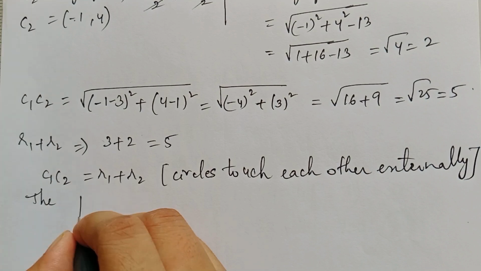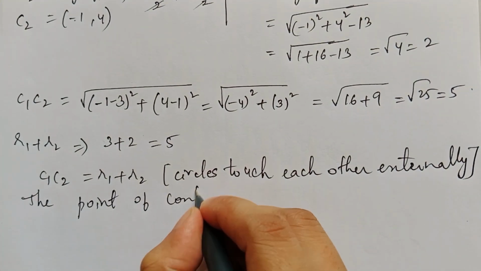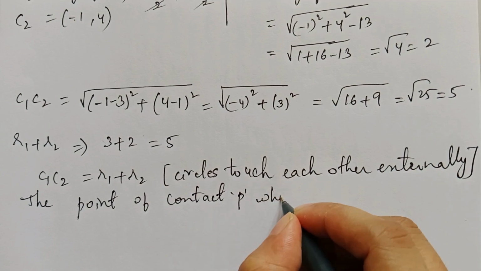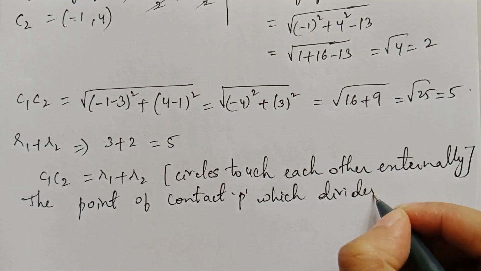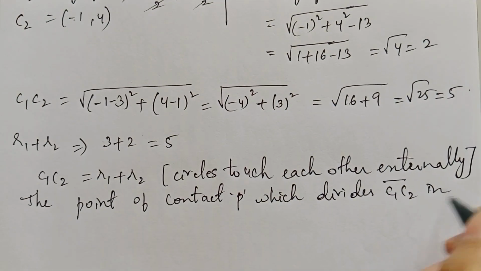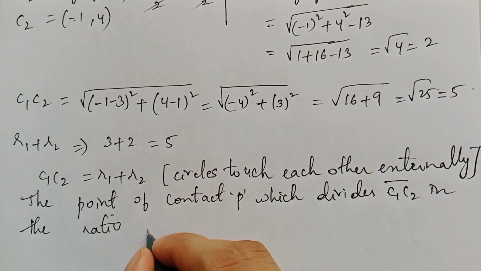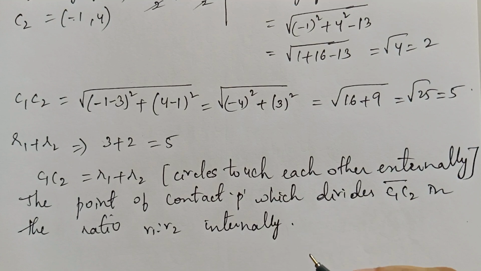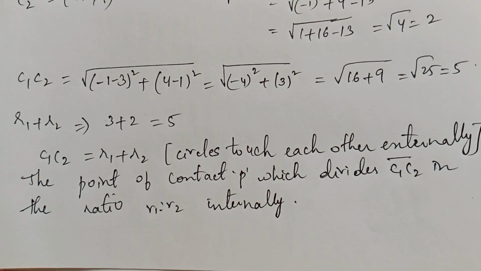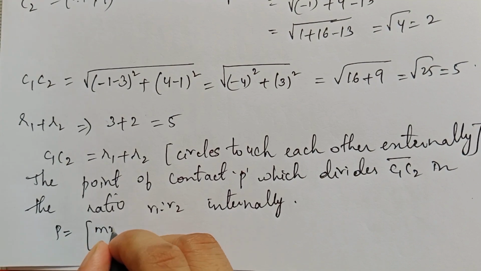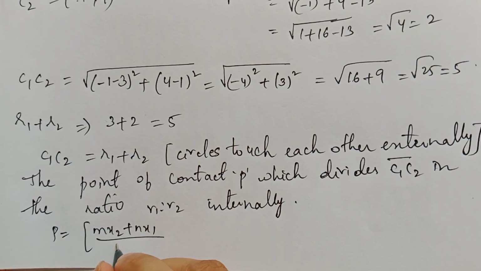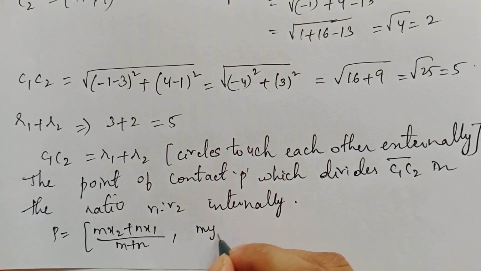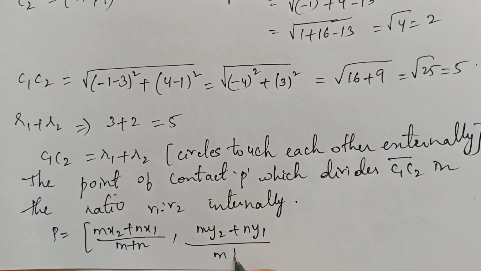So we can say that the point of contact P, which divides C1C2 in the ratio R1 is to R2 internally. So we can use the section formula. When the points are divided internally in any ratio, it is taken as positive. So the formula is P equals (mx2 plus nx1) by (m plus n) comma (my2 plus ny1) by (m plus n).